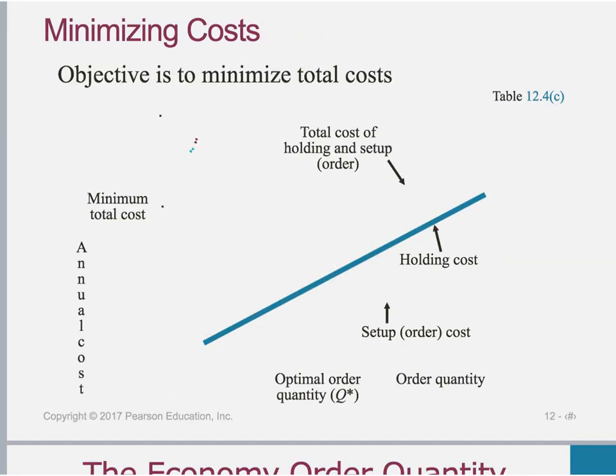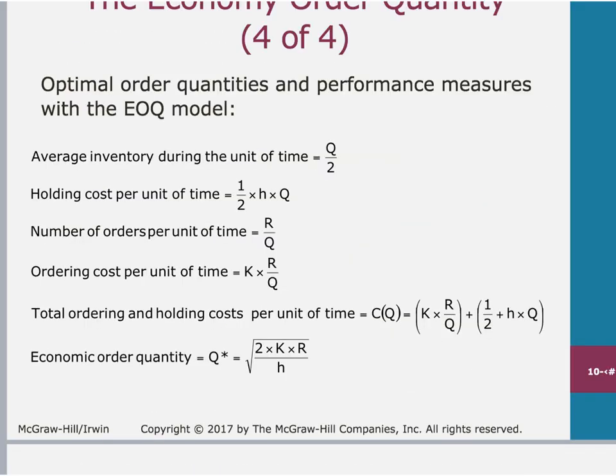So the objective, once again, is to minimize your costs. That's the objective of EOQ. So what are some of the key formulas here? Average inventory during the unit of time is Q over 2. The holding cost is equal to half times little h times Q.